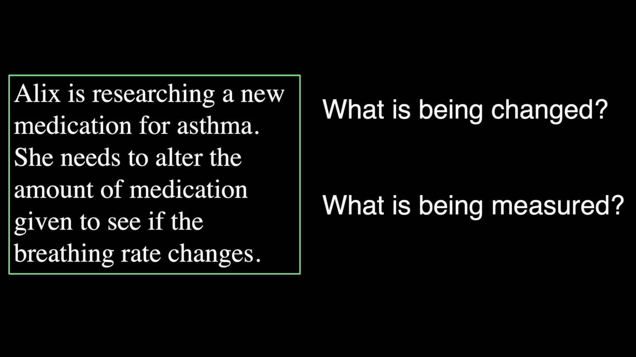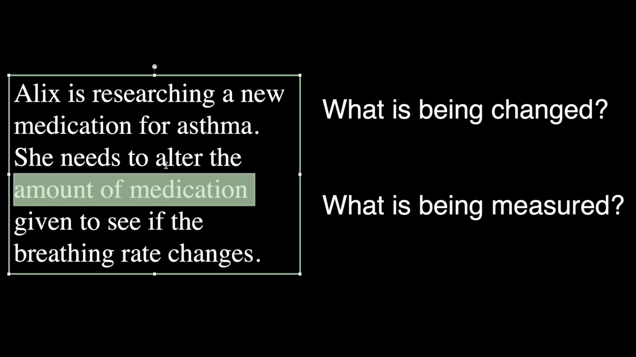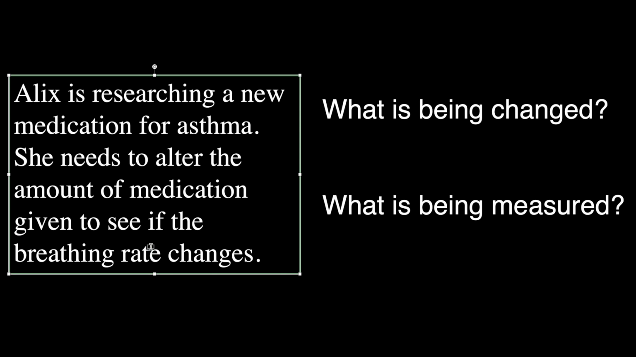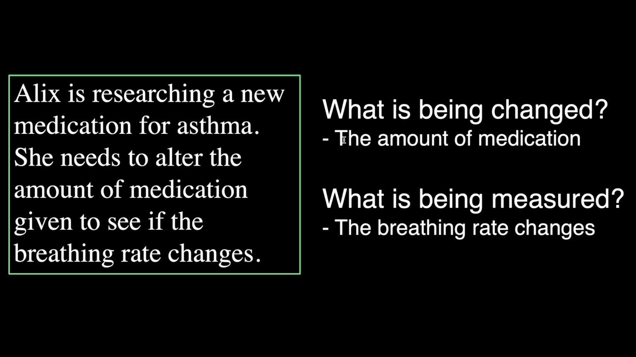Looking at this situation, this says Alex is researching a new medication for asthma. She needs to alter the amount of medication given to see if the breathing rate changes. What is being changed and what is being measured? Well, what is being changed is the amount of medication. She is changing the amount of medication. What is being measured is the breathing rate. She is seeing if the breathing rate changes. So what is being changed is the amount of medication, and what is being measured is the breathing rate.